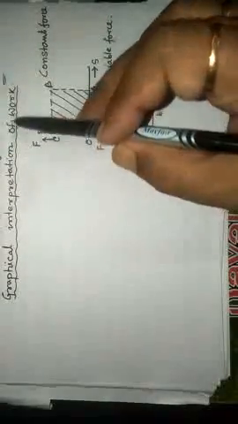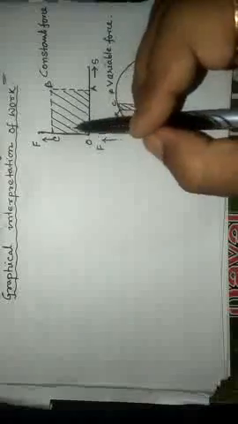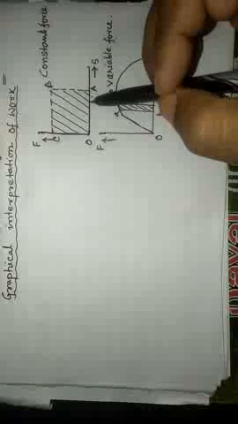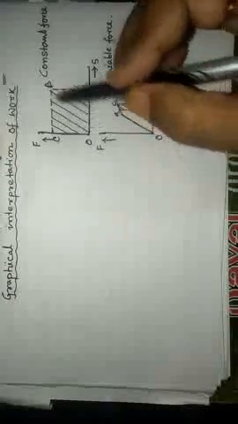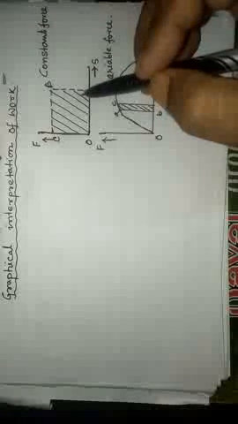Now let us find the graphical interpretation of work. That means we can find out work from a graph. If we plot a graph of displacement against force, then we can find out the work done by the body. So work done can be calculated from the force displacement graph. This is displacement, this is force. The area occupied by the force displacement graph gives the amount of work.